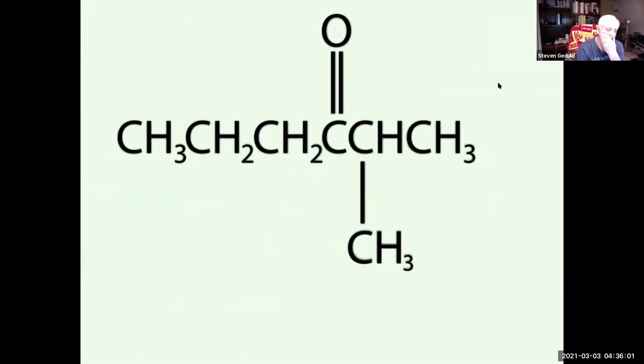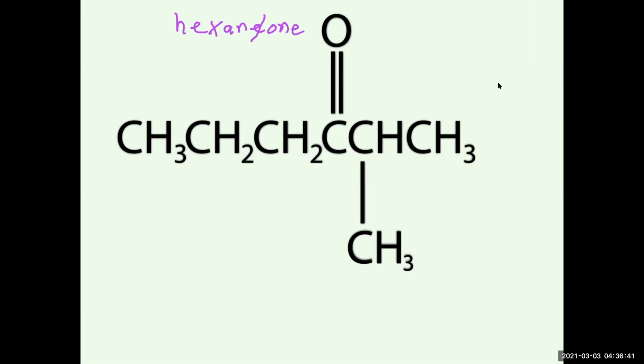So let's do that again. How many carbons in our longest chain? 1, 2, 3, 4, 5, 6. 6 carbons is hexane. It is a ketone because there's a carbonyl group between 2 carbons. So we drop the E, add O-N-E. So it's hexanone. What number is the carbonyl group at in my chain? Who can tell me? 3. 3, perfect.